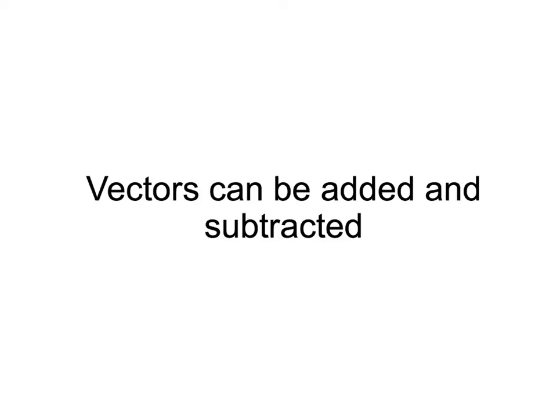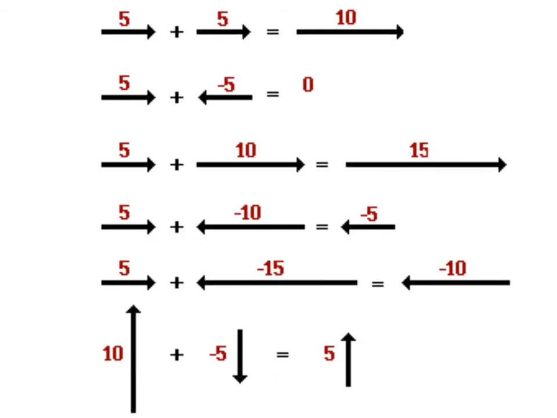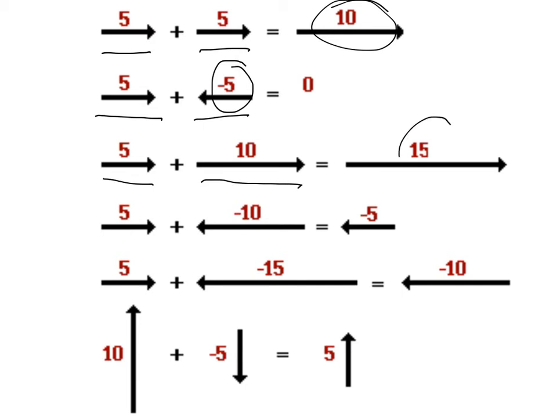Vectors can be added and subtracted, so we can figure out how far something is or how fast something's going. If you look at our examples here, we have two vectors going the same direction. If they're going the same direction, they can be added together, giving you 10. We have vectors going opposite directions, so this one that's going opposite is negative. When you add those together, you get 0. Here's two that are going the same direction again. Add those together and you get 15. Opposite directions, this one's a negative 10, so you're subtracting, and you end up with a negative 5.